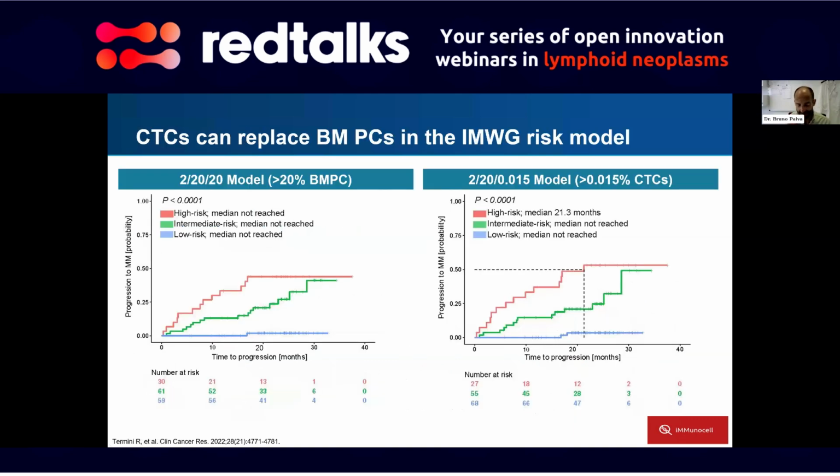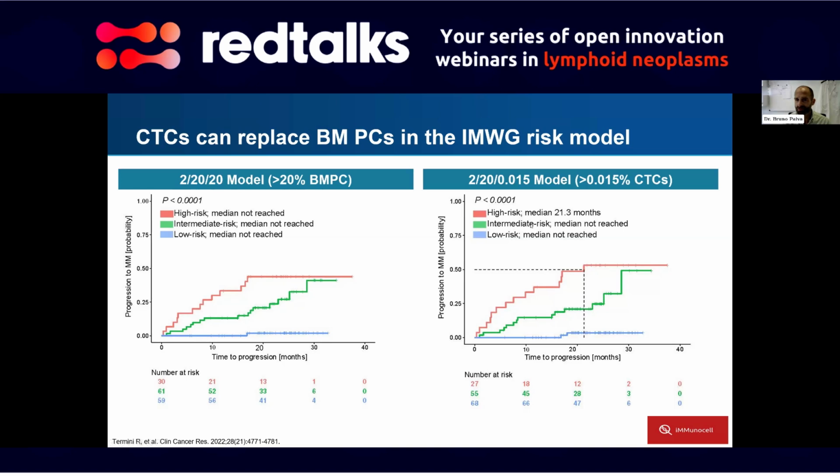Briefly, because I will cover many different topics briefly, in this slide we show how it is possible to create a new model to stratify the risk of patients with smoldering myeloma from the original 2020 model developed by the International Myeloma Working Group, that relies on the concentration of the M protein, the serum free light chains, and the other 20 stands for the percentage of plasma cells in the marrow assessed by conventional microscopy. This is the model, and this is the risk of progression according to high, intermediate, and low risk.